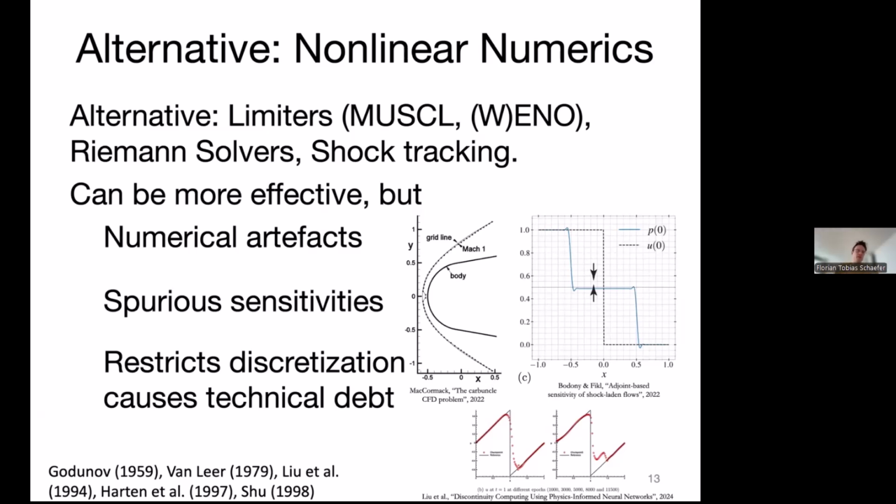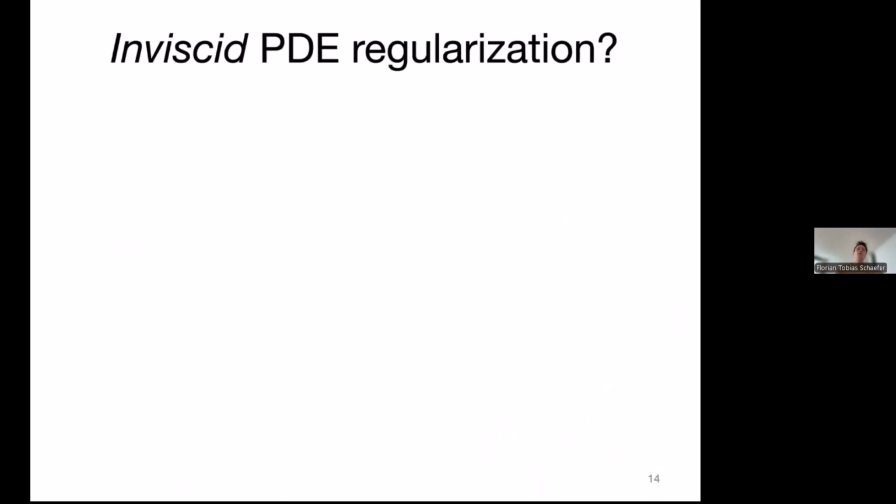Okay, and so based on both the prior successes and the limitations that I've shown you so far, there was always, if you will, a third line of idea, which was: maybe viscosity is not the right way of coarse graining the shock after all. Maybe there are other mechanisms to coarse grain the effect of shocks in compressible fluid dynamics.